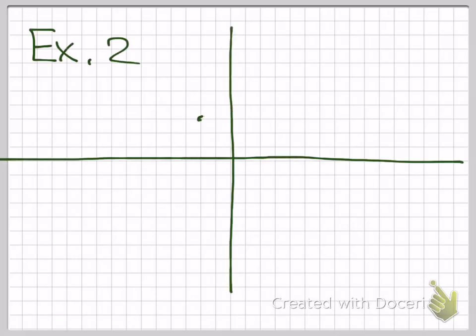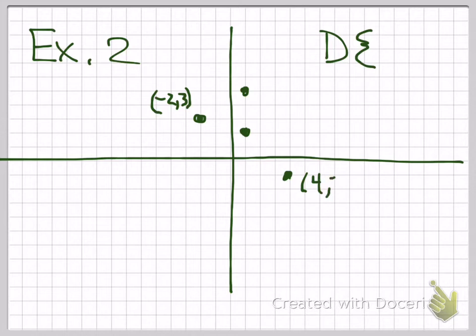Okay, next one. Oopsie. They would probably give you the points here, but I just want you to be able to see the points. Now we can add the points here and say this is -2, 3. This is 4, -1. And these two are 1, 2, and 1, 5.